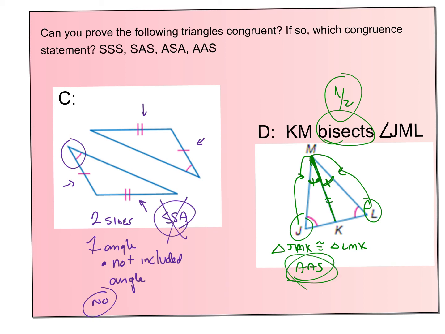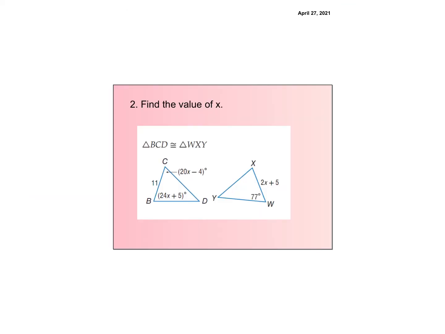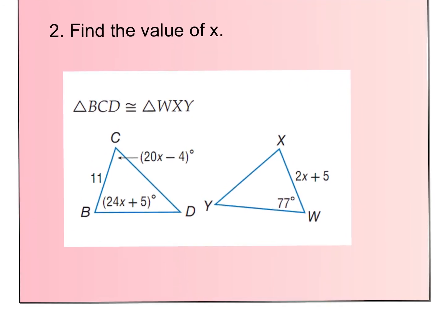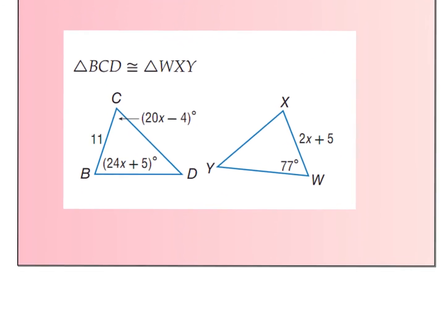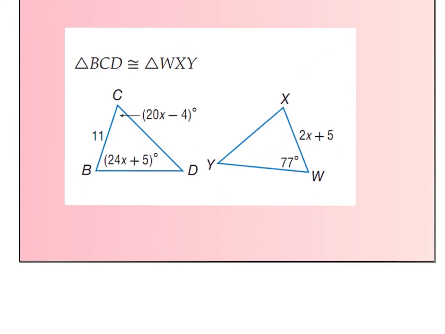Okay. Again, this one's a tricky one. So now let's play around a little bit. You're given that they're congruent to each other. Let's see what we can figure out for x. So let's see here. BC right here matches up to WX, so that's over here.